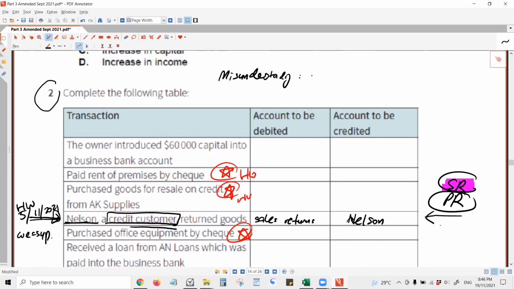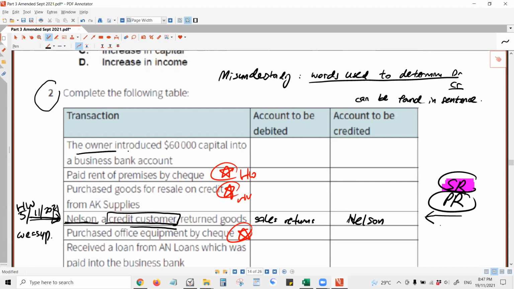The misunderstanding is this. Students think that the words used to determine what account to debit and credit can be found in the transaction sentence given. That means you can get some hint from this sentence to see what you should write here. Is that always the case? No. So don't always assume that you can get the words for sure from the sentence to determine what to debit and what to credit.